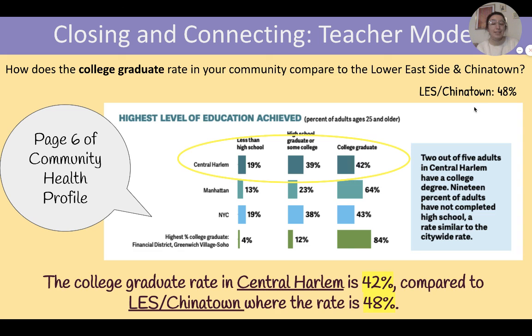So then the last thing I do is I'm going to write a sentence. So the college graduate rate in Central Harlem is 42% compared to the Lower East Side and Chinatown, where the rate is 48%. So I hope this model was helpful. You can use the sentence stem and put in your community instead of Central Harlem and the percent that's required instead for your community. So that's right here.